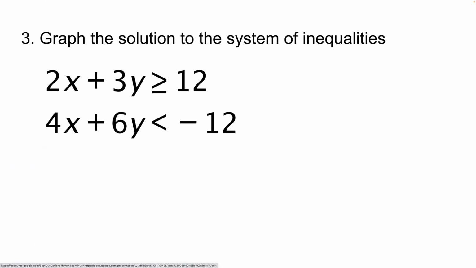Finally, let's look at our last example. We want to graph the solution to the system of inequalities 2x plus 3y greater than or equal to 12 and 4x plus 6y less than negative 12. Let's go back to Desmos.